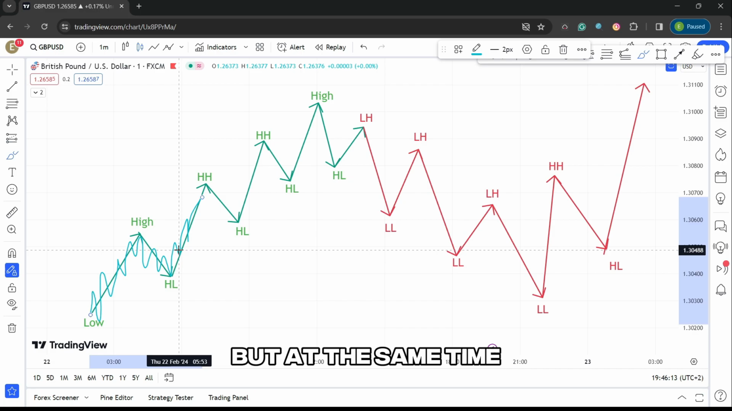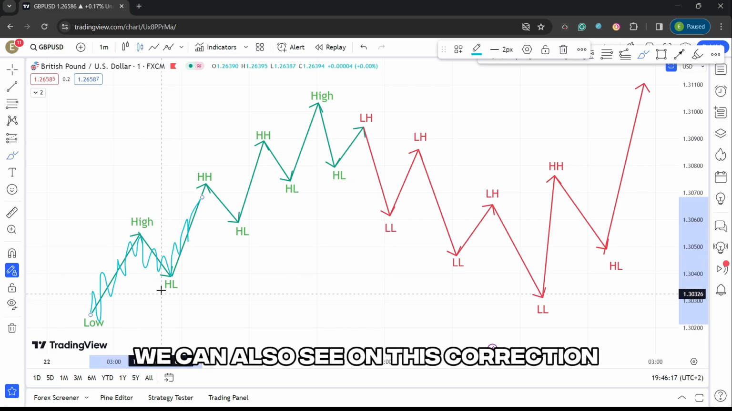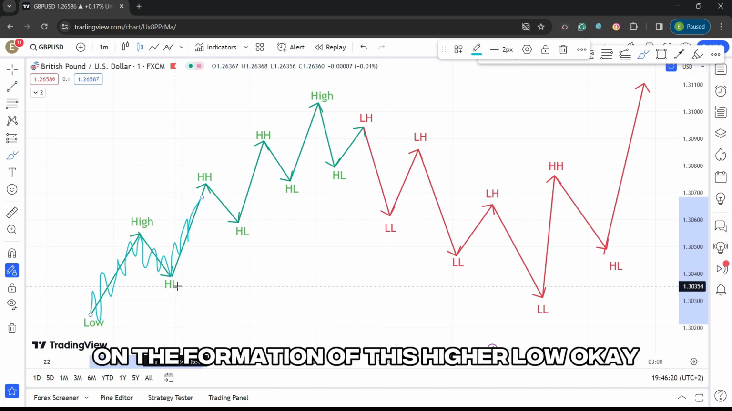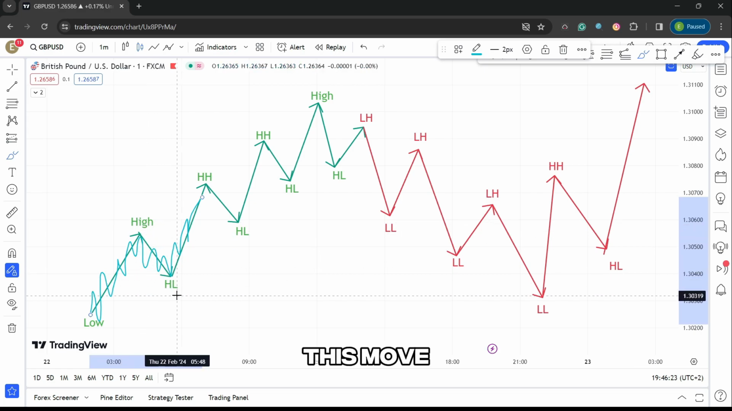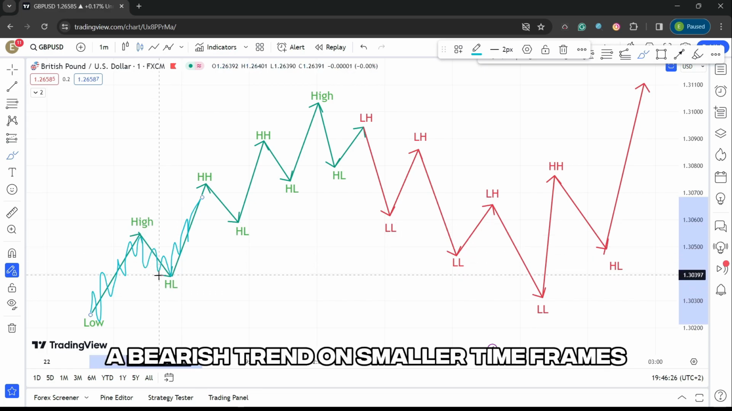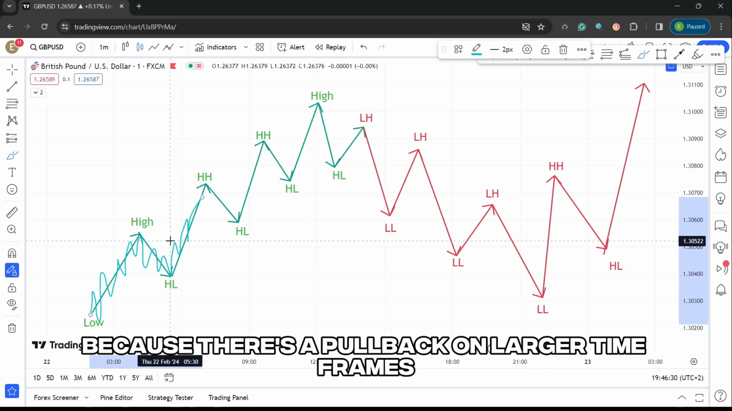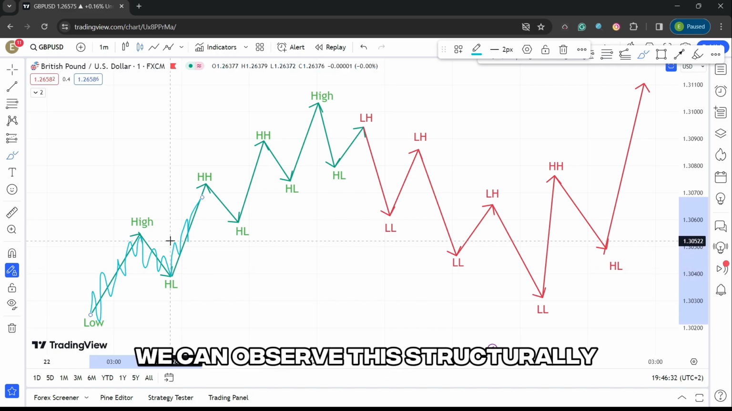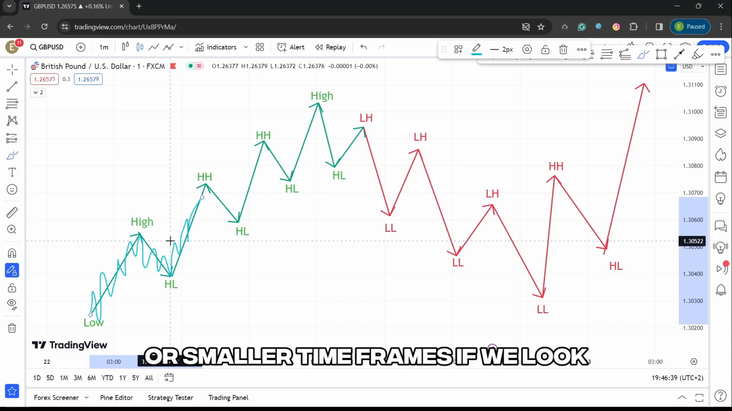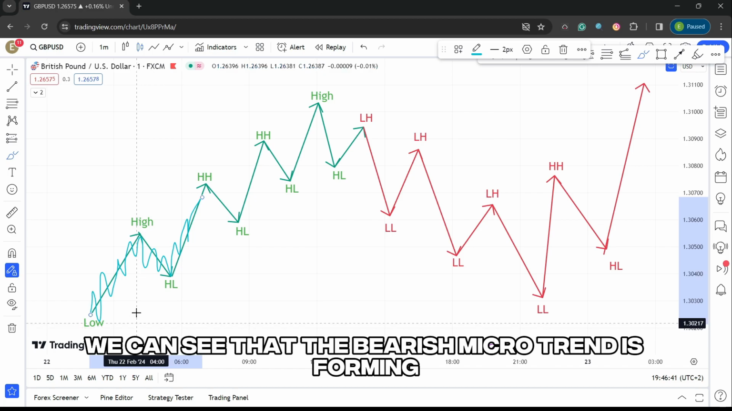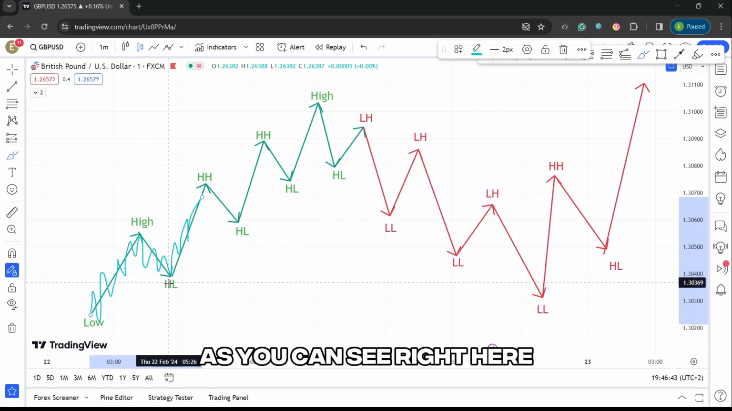But at the same time, we can also see on this correction, on the formation of this higher low, this move, a bearish trend on smaller time frames, as you can see right here. Because there's a pullback on larger time frames, we can observe this structurally on smaller time frames. If we look, we can see that the bearish micro trend is forming, as you can see right here.